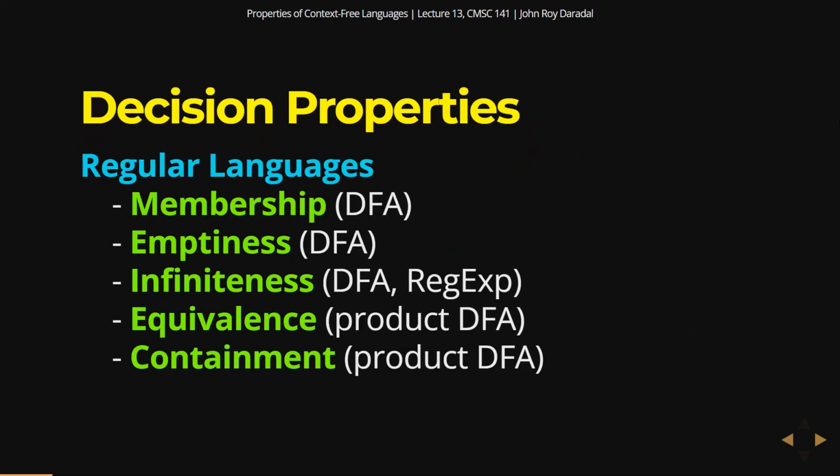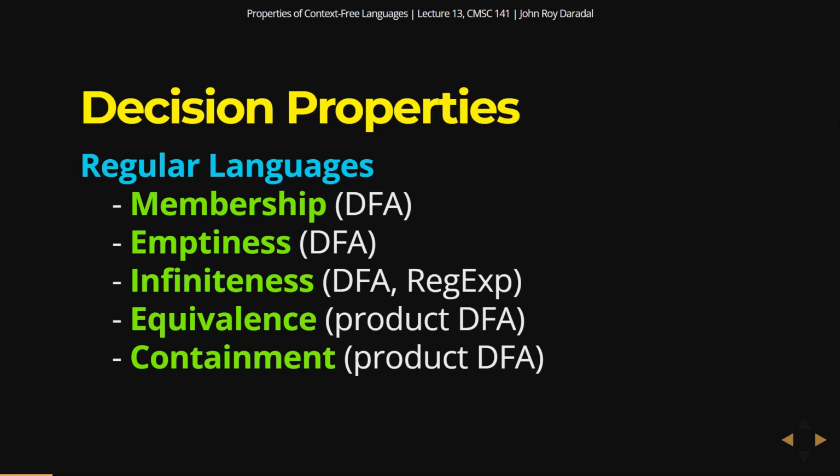So remember from last time that the decision properties for regular languages were as follows. We had membership. We could test for membership of a string in the language using DFAs. We'll just simulate how the DFA will act given the input string, and if it reaches a final state, then it's accepted. And then for emptiness, also for DFA, we just check if the start state can reach any of the final states, because if not, then none of the strings would be accepted, right?